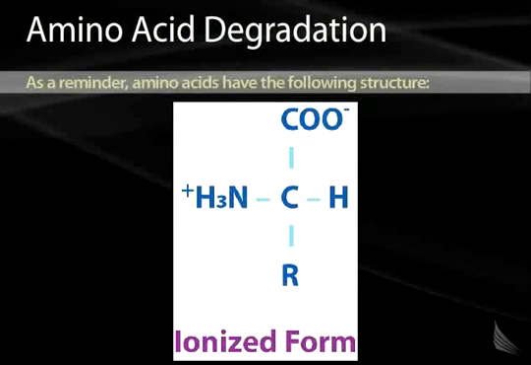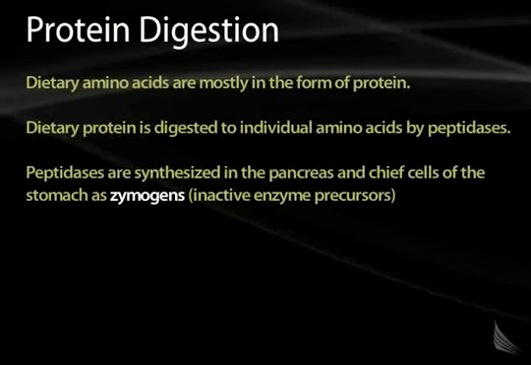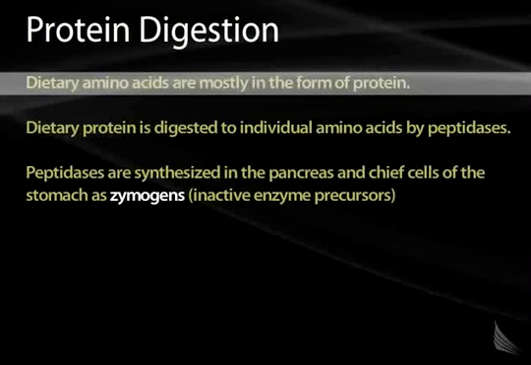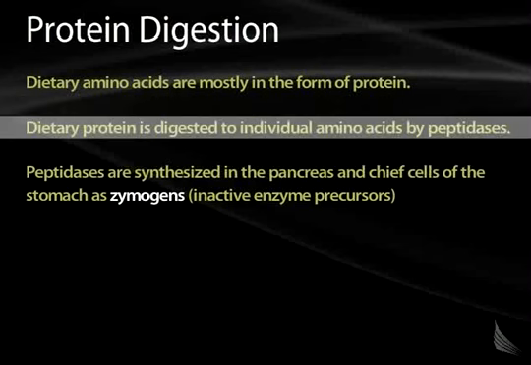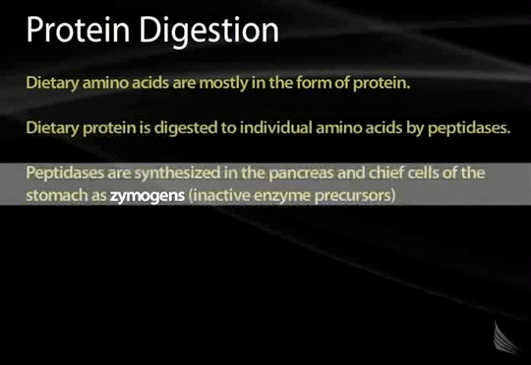Now, where do amino acids come from? A lot of them we get from our diet. Dietary amino acids are usually in the form of protein, either in animals or in plants, and those proteins have to be digested to individual amino acids by peptidases in order to be absorbed by our intestinal epithelium. The peptidases are synthesized in the pancreas and in the chief cells of the stomach as zymogens, a word we use to describe inactive precursors of enzymes.